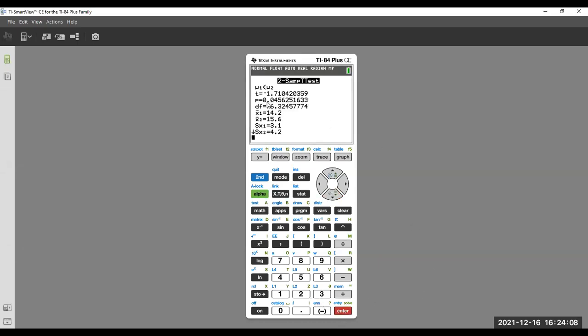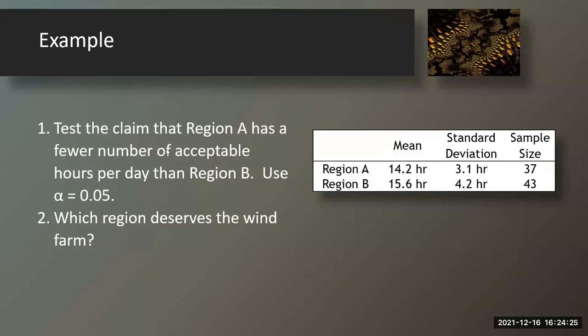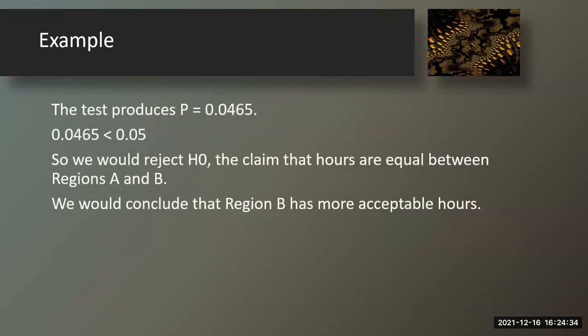So there's my p-value, 0.0456 and change. I get a summary of my data points, by the way, so I can see if I've entered things in correctly. Hopefully I have. So now if I jump back to the presentation, we're going to test the claim that region A has fewer acceptable days. So the test produces a p-value of 0.0465. Actually, I think it's 0.0456. I think that's a typo. And that's less than 0.05 either way. So we would reject the null hypothesis, the claim that the hours are equal between region A and region B.